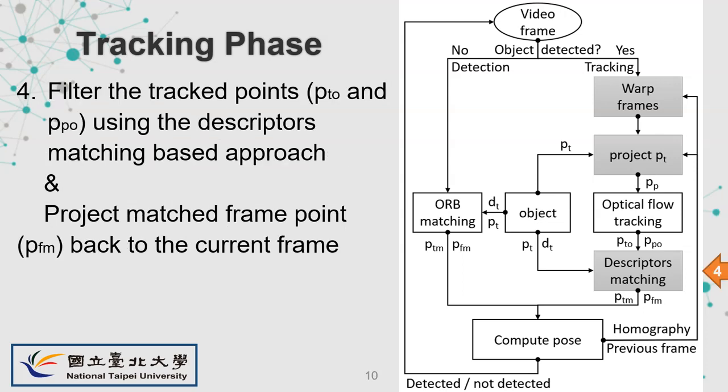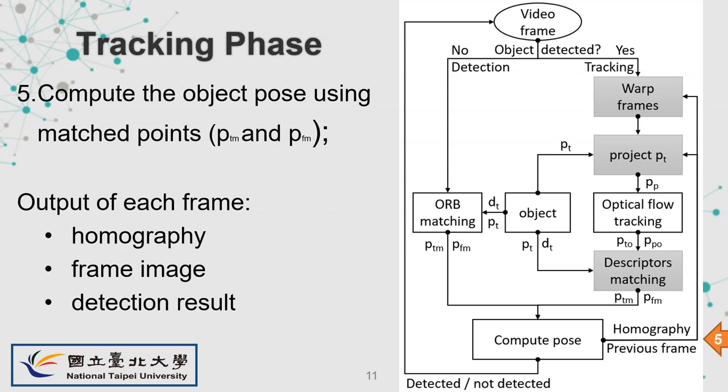After that, filter the tracked points using the descriptor matching-based approach and project matched frame points back to the current frame. Note that this descriptor matching is slightly different from traditional descriptor matching, and you may find a detailed description in our paper. And in the last step, compute the object pose using matched points. As output of each frame, we receive homography, frame image, and detection result, whether an object was detected or not.